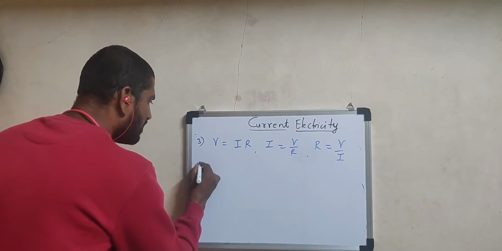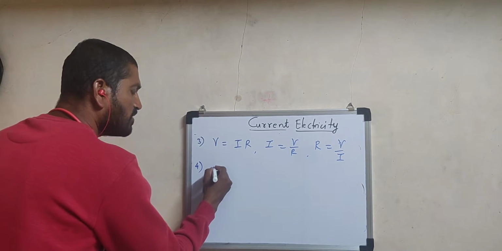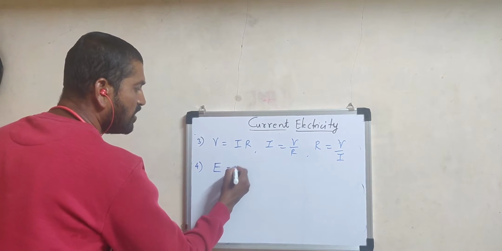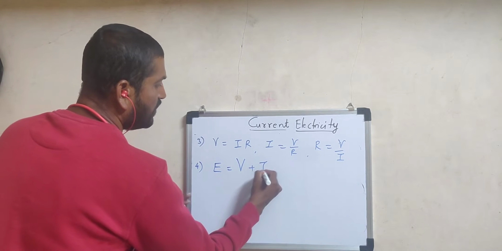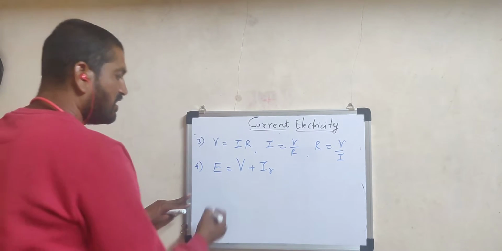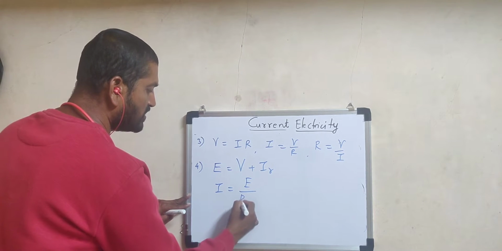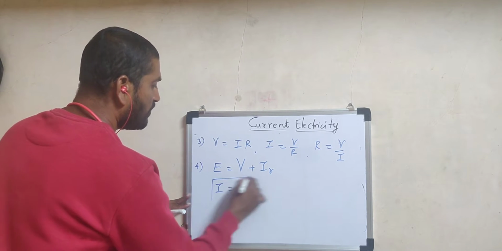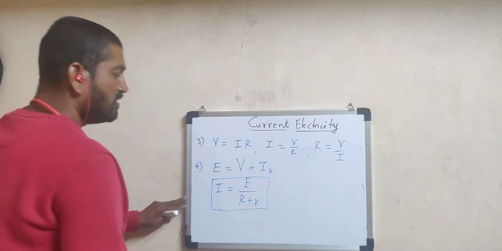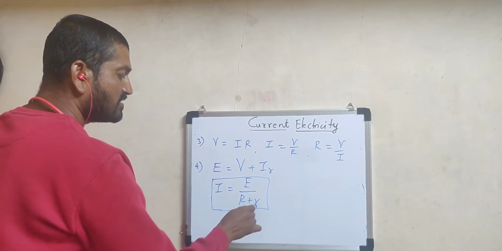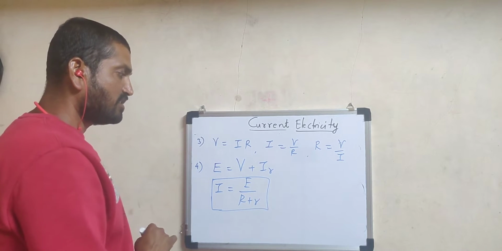When we think about the complete circuit, then according to Ohm's law for the complete circuit, the EMF of a given cell or battery, E, is equal to capital V plus I into small r. Or another form: the current drawn from a battery is equal to EMF divided by total resistance, R plus small r. Very important while solving problems. So E is the EMF of the given cell or battery, capital R is the external resistance, and small r is the internal resistance of that cell.